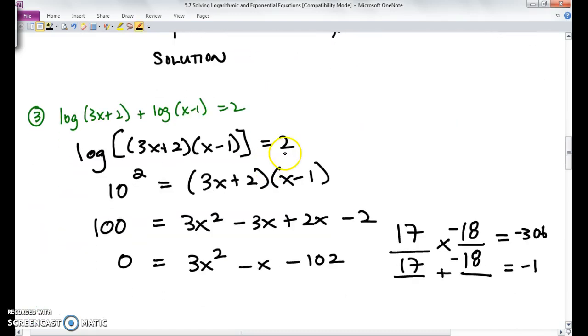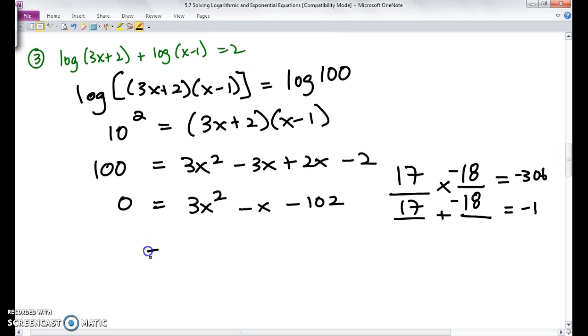I could have changed the 2 to be log what? Log what is 2? If it's base 10, it's 100. And so then I would have the arguments equal. I'd have 100 equals that. So I get the exact same thing. Okay? Okay, so I'm going to factor.